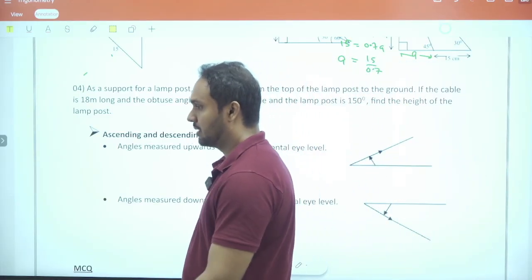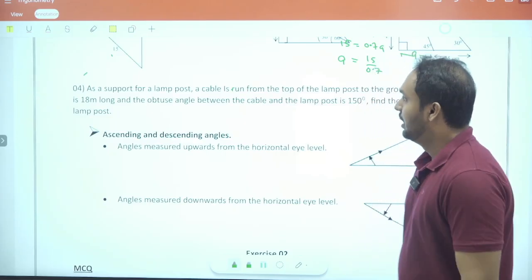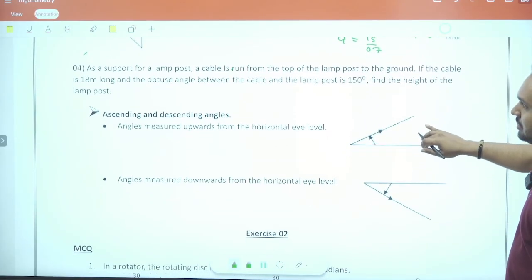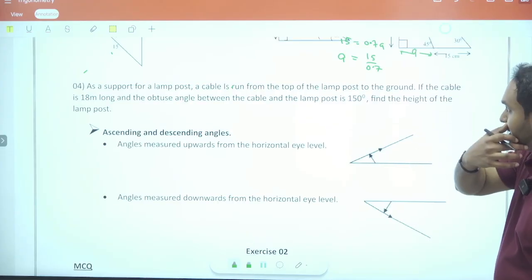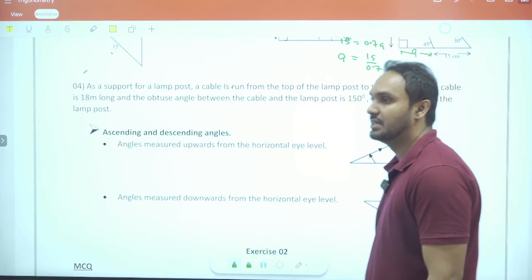Okay, come to this one, ascending and descending angles, right? Another question is there. As a support for a lamp post, a cable is run from the top of the lamp post to the ground. If the cable is 8 meters long and the obtuse angle between cable and the lamp post is 150 degrees, find the height of the lamp post. This is one thing. Listen.